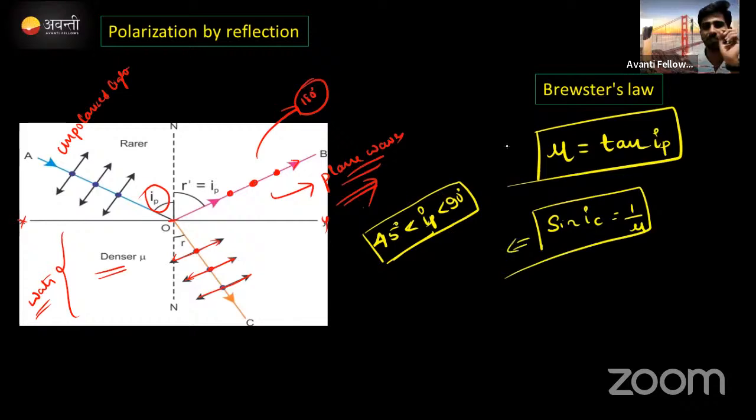Brewster's law says that the refractive index is equal to tan of the angle of polarization, the angle of incidence. Just know this one. It is enough.